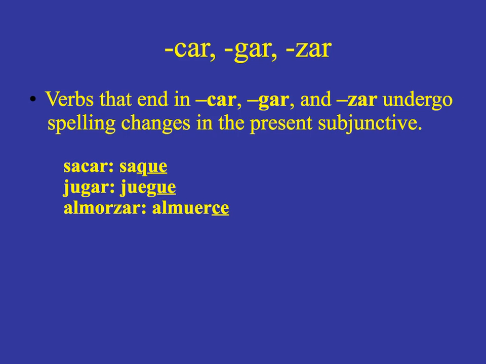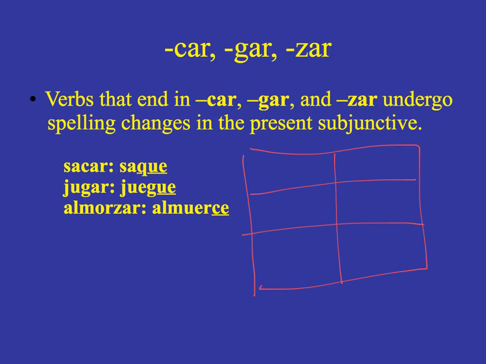Car, gar, zar verbs also have that same changing that they had in the commands. So the C changes to QU, the G changes to GU, and the Z changes to C. But that'll change in all the forms now. Okay, so this ending will happen in all these forms. So saque, saques, saque, saquemos, saquéis, saquen.